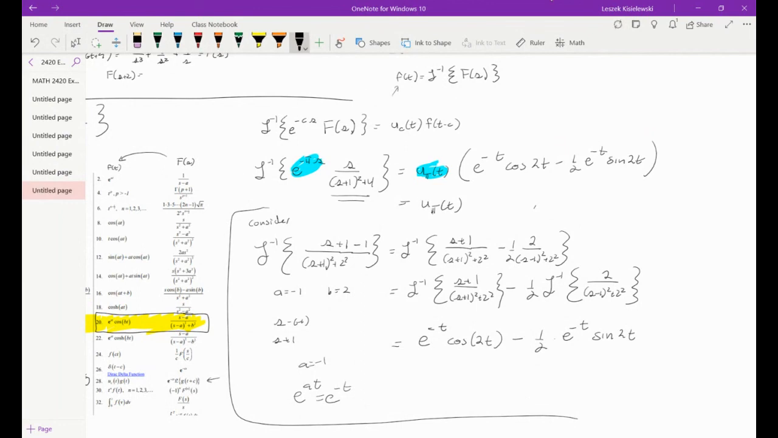All instances of t with, what is it? t minus c, right? So in our problem, c was equal to pi. So we replace all instances of t with t minus pi. You can simplify that if you wish, but I don't wish to. I mean, yeah, this one's actually kind of easy.